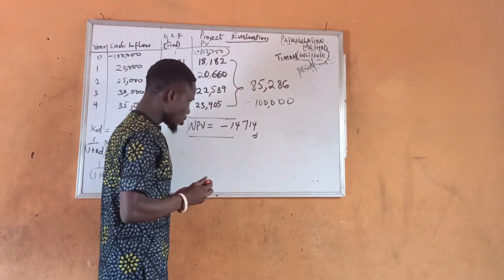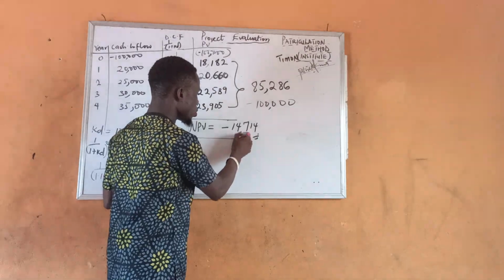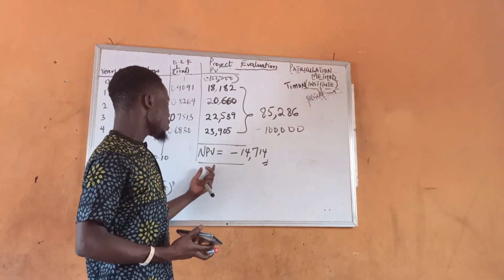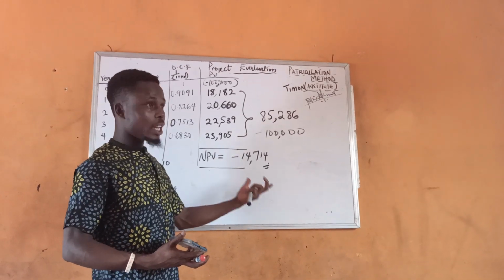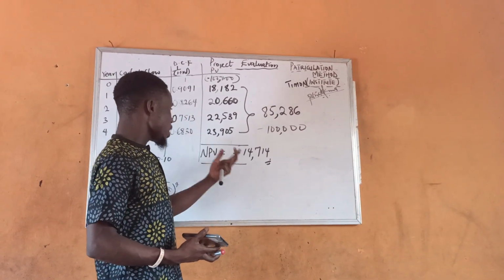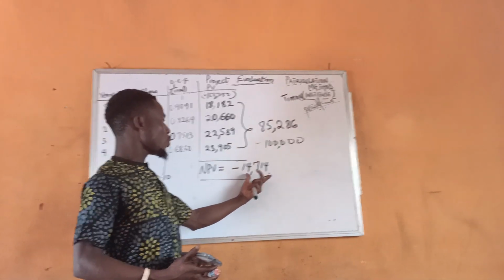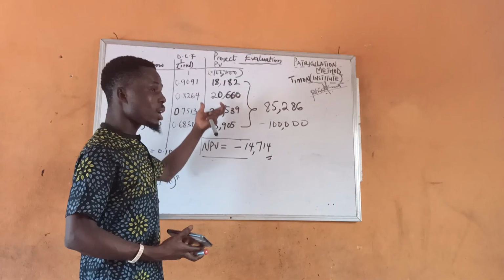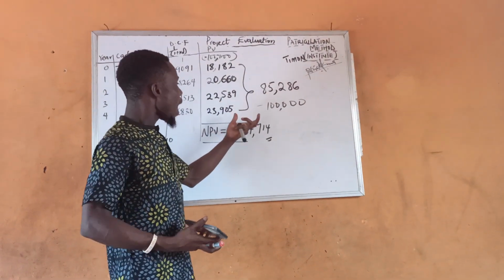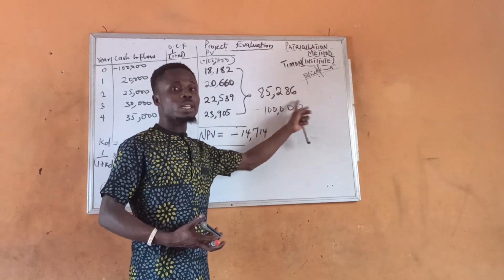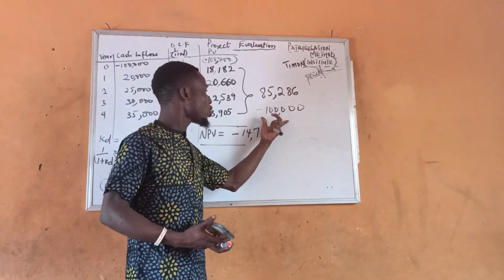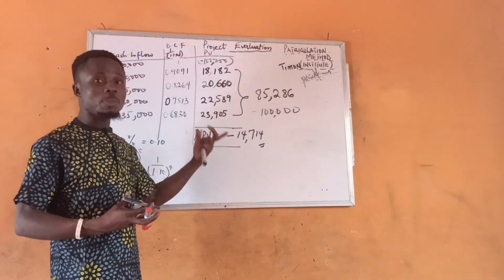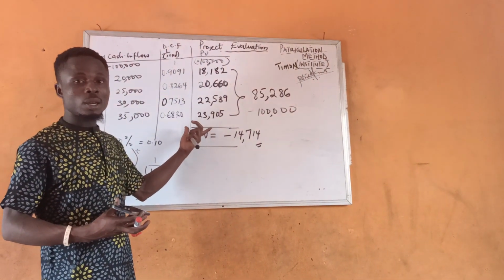Minus 14,714. Now, so this will give us minus 14,714. This simply means a loss in this project. So we're having a negative value of 14,000, meaning that this project is incapable of providing at least the amount of money invested on this particular project, being 100,000, talking of any profit.